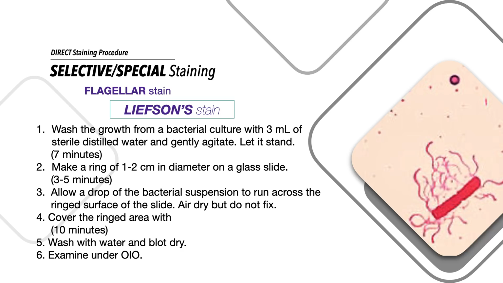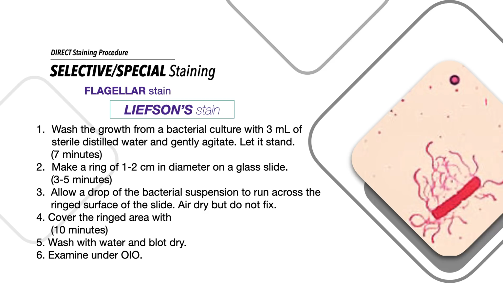Okay. Now, while waiting for the 7 minutes, you can do other steps of the procedure, and one of which is making a ring of 1 to 2 centimeters in diameter on a glass slide. You can use wax there, depending. Basta you make a ring on the glass slide, and then for the bacterial suspension that you let stand for 7 minutes, you get a drop and you run it across the ringed surface of the slide, inside the ringed surface. You air dry, but again, you do not heat fix.